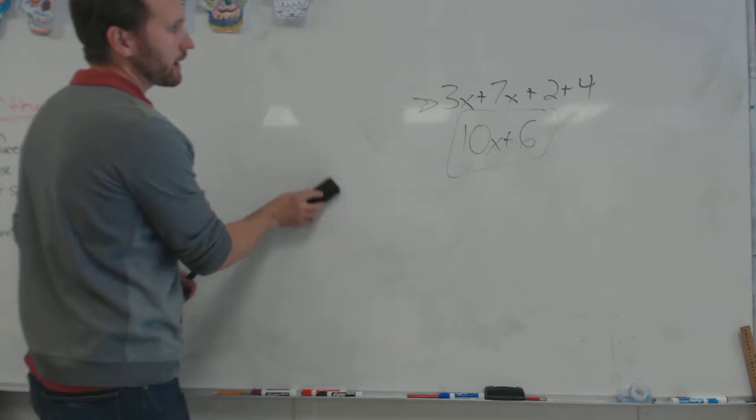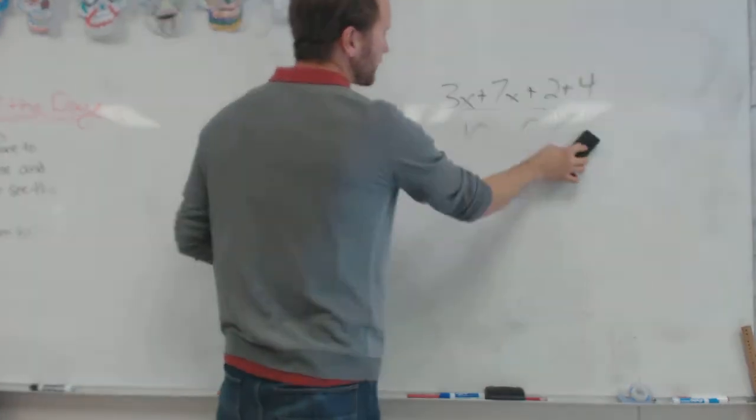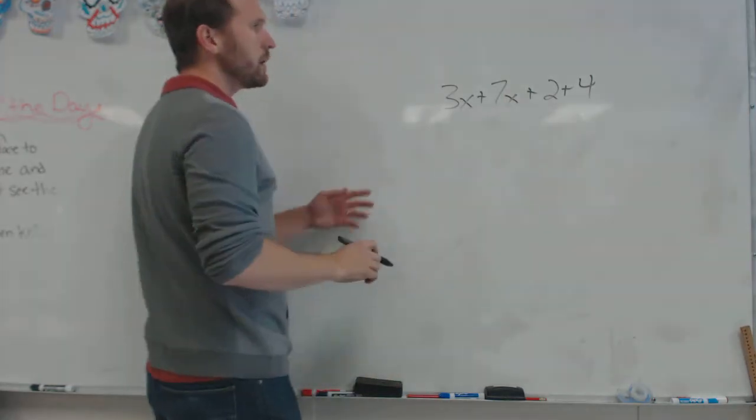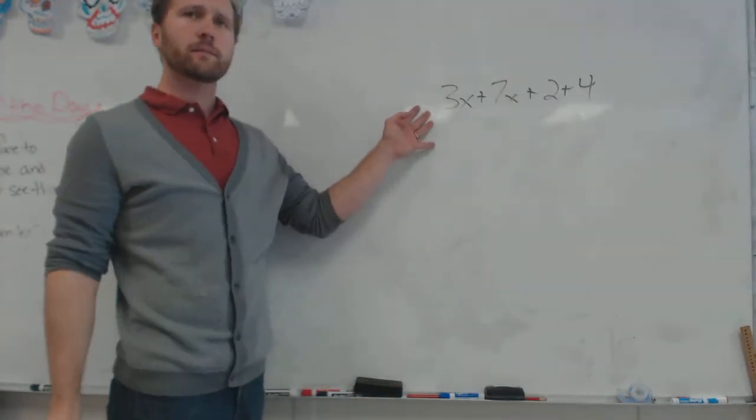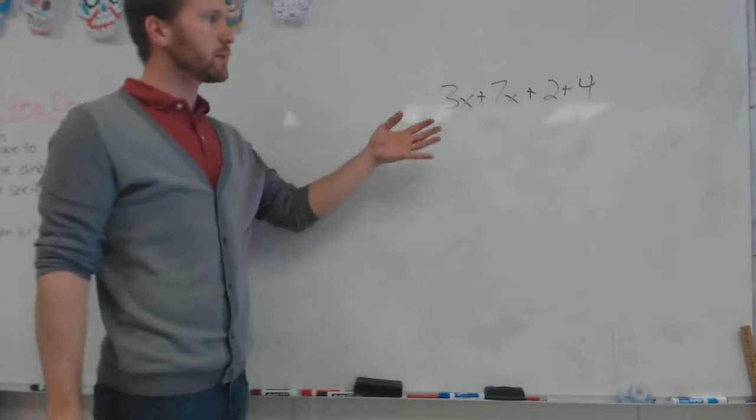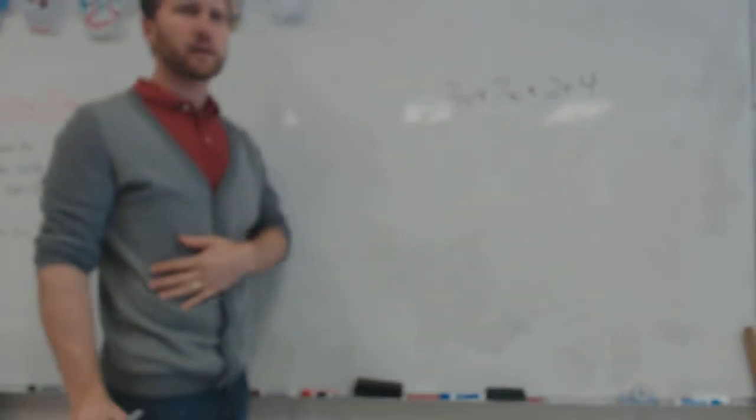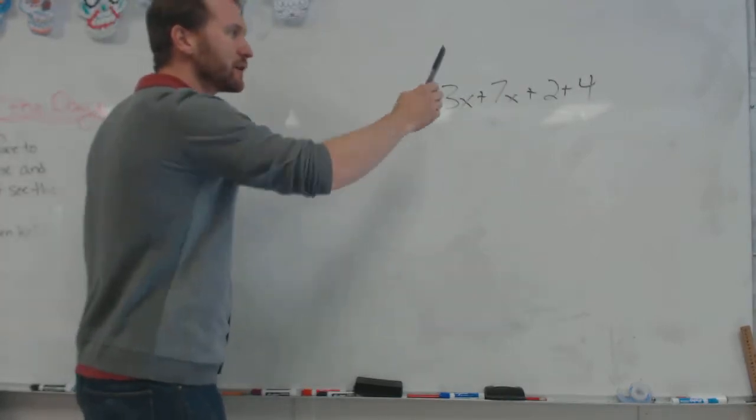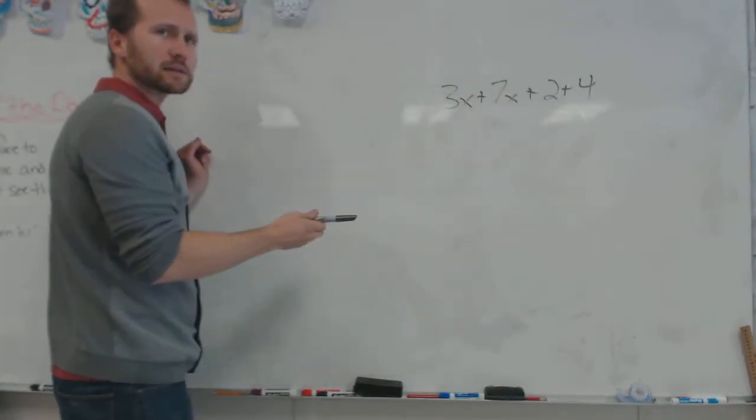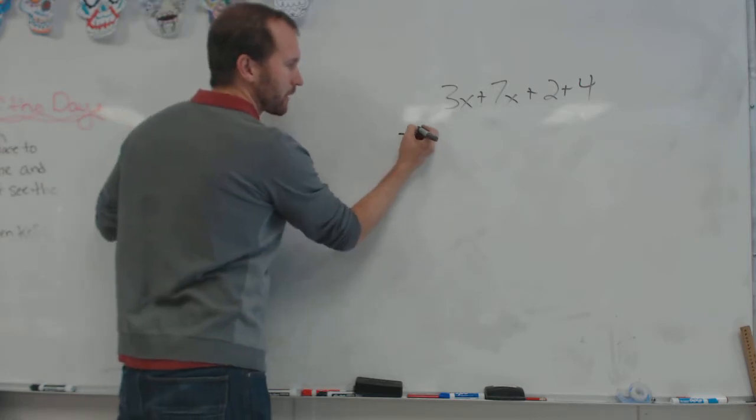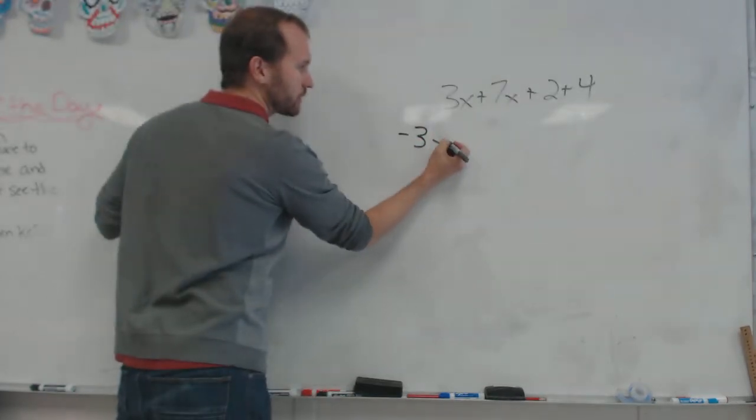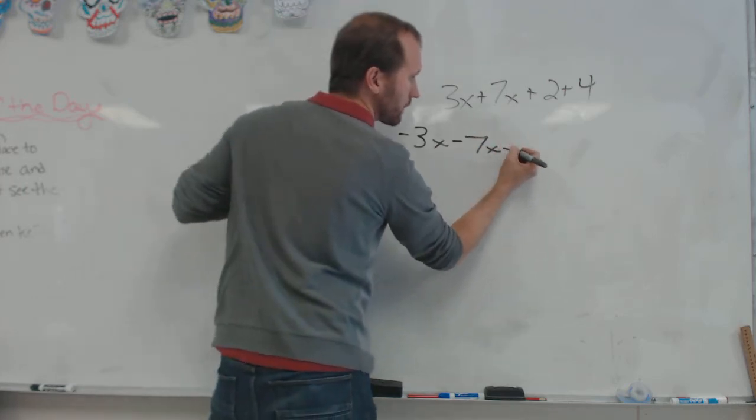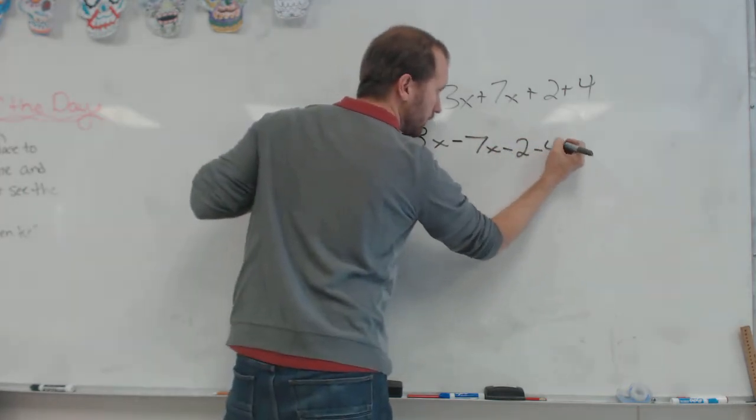And the last thing I want to have you guys do is practice. What if I said, multiply this whole thing by -1? Negatives. You have to remember the distributive property, yeah. So it's going to apply to every term. What would I get if I multiplied this by -1? Negative 3x minus 7x minus 2 minus 4.